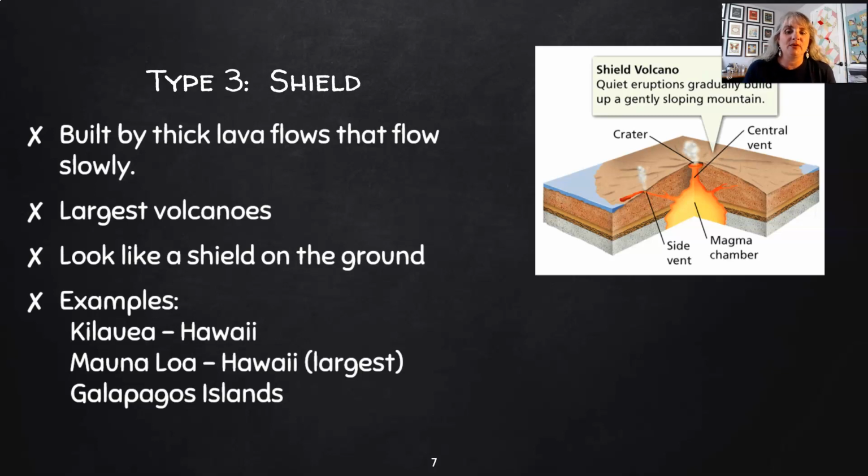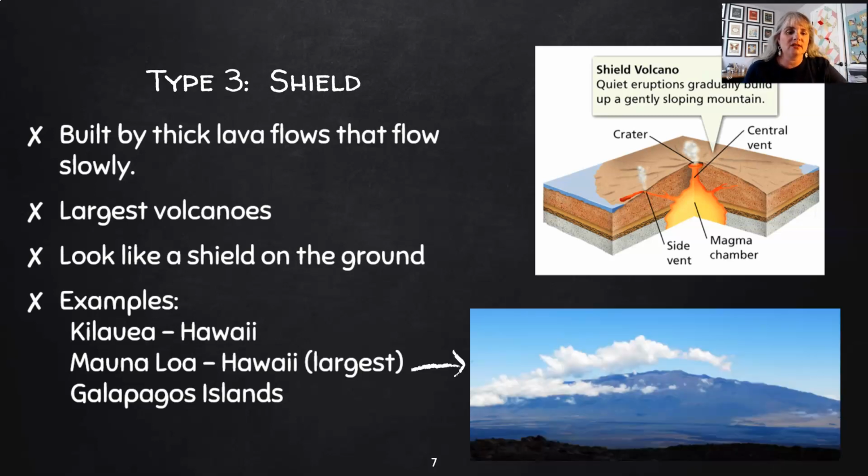Some examples are Kilauea in Hawaii, which is the volcano that's been erupting for years. And Mauna Loa, which is also on the island of Hawaii, the Big Island. That's where there's a bunch of telescopes, on Mauna Loa, because the volcano was built over so long that it is actually really high, even though it's not very steep.